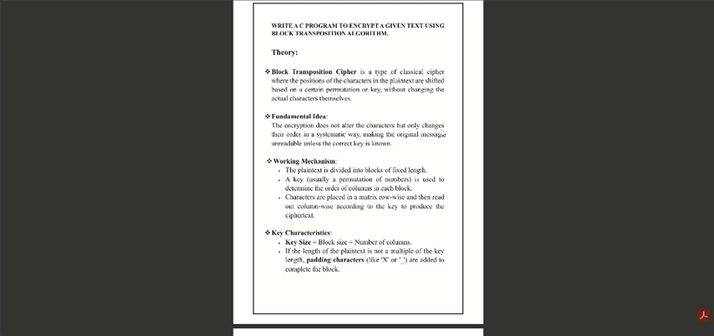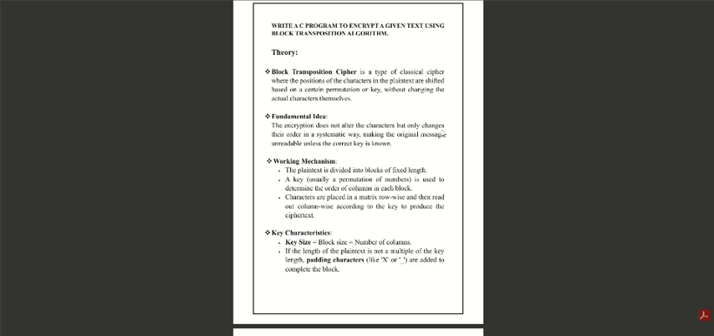Working mechanism: the plain text is divided into blocks of fixed length. A key, usually a permutation of numbers, is used to determine the order of columns in each block. Characters are placed in a matrix row wise and then read out column wise according to the key to produce the cipher text. Key characteristics: the key size is equal to the block size, which is equal to the number of columns.